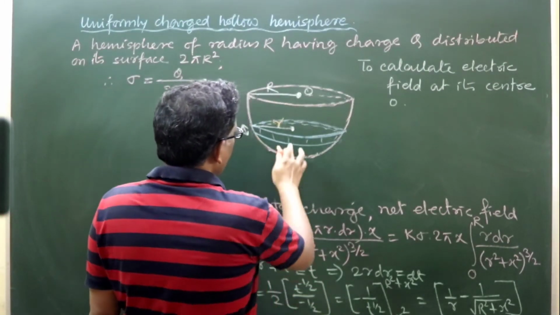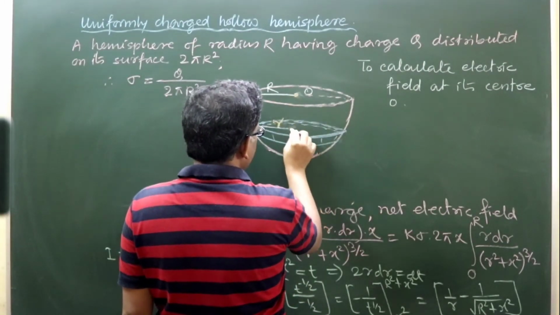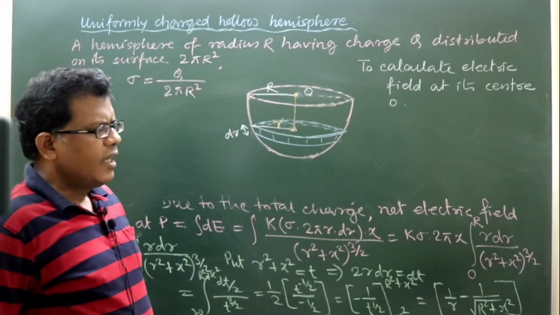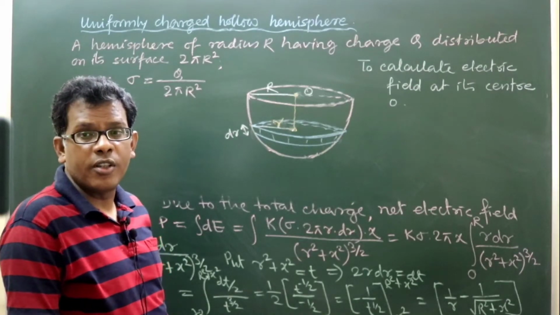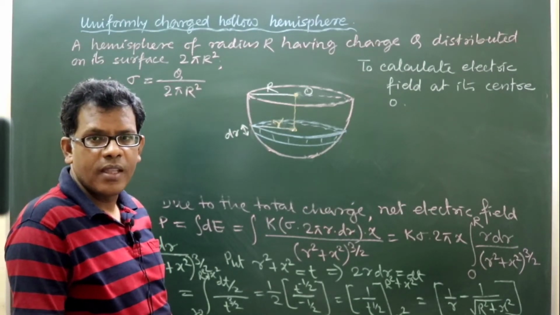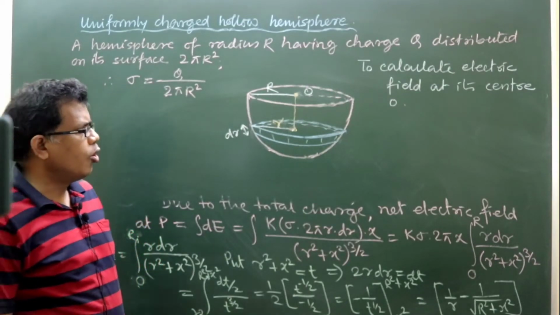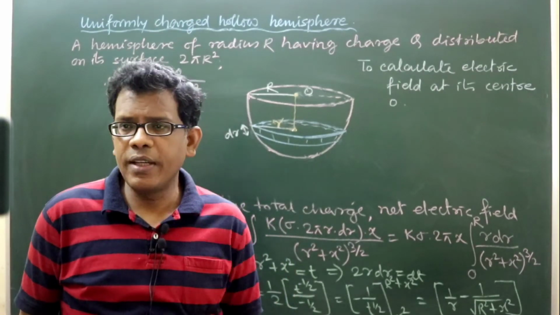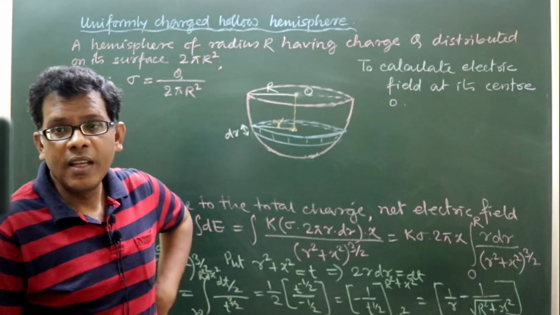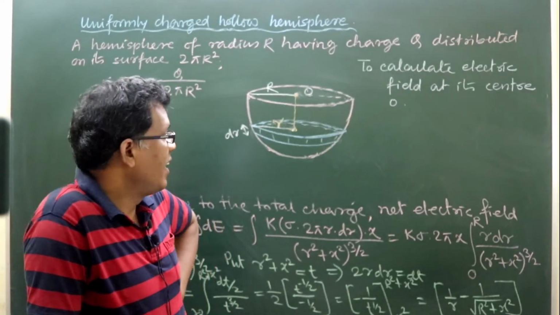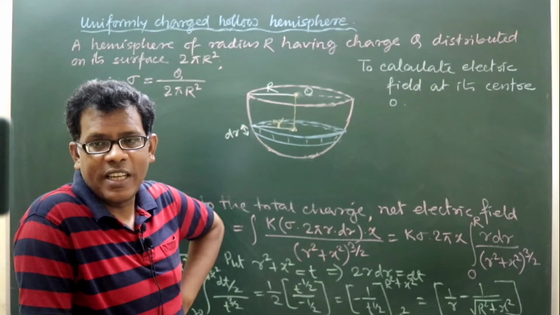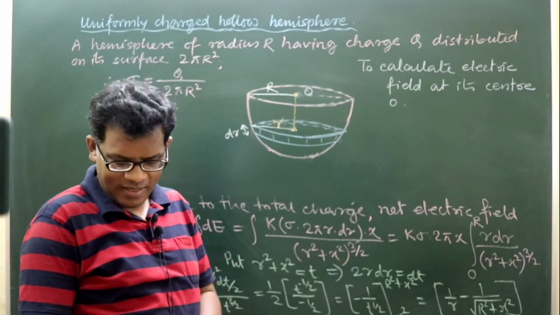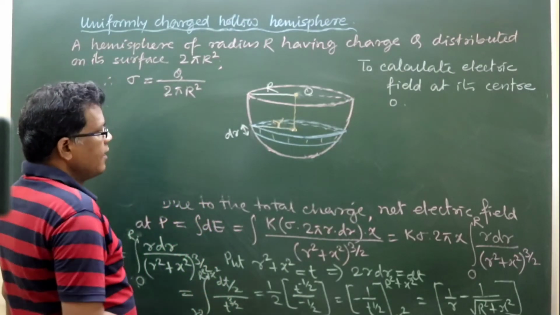So the required point, the center of the hemisphere, will appear as an axis point for this elementary ring, yes or no? The required center O of the hollow hemisphere will definitely appear as the axis position for this elementary charge body, which is the ring appearing on the surface of the hemisphere, yes or no? Are you getting it?